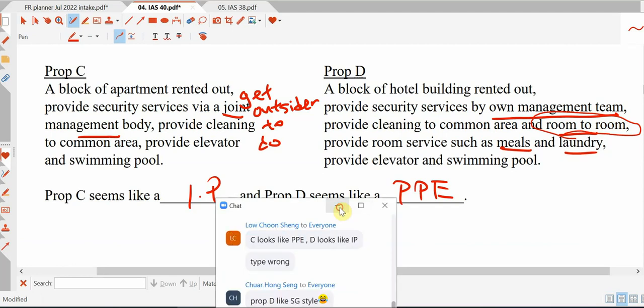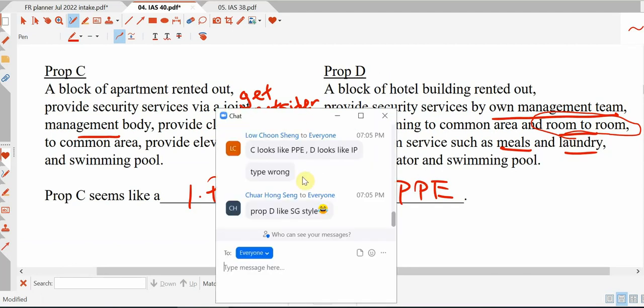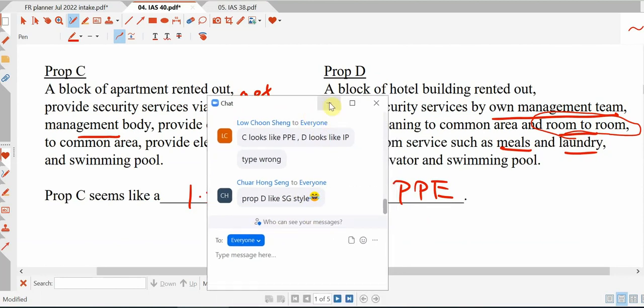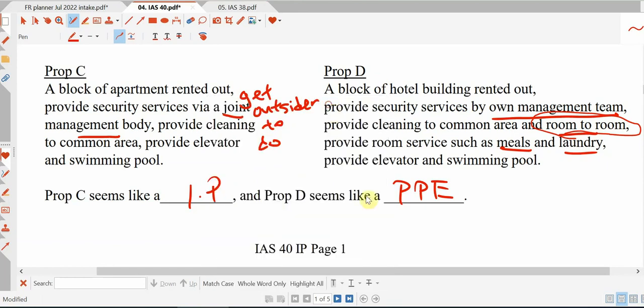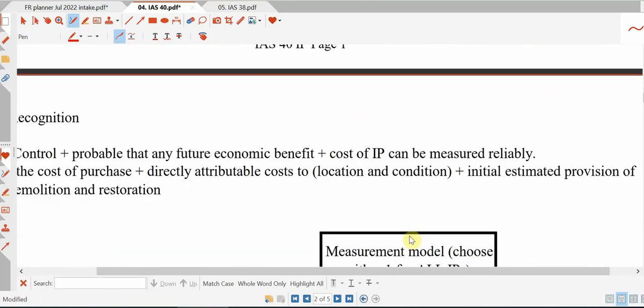Okay, wrongly typed one, that's good. No problem. There's another one. Property like Singapore style. You mean Singapore like that one? Room to room, so serious one. I don't know, Malaysia, we don't do that. Not until that extent.